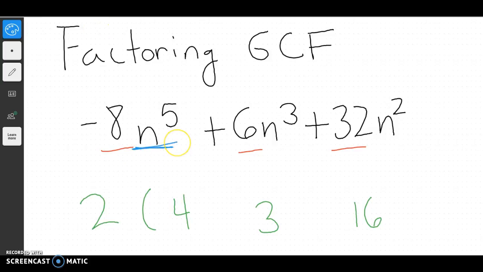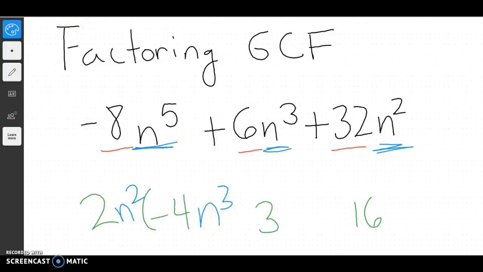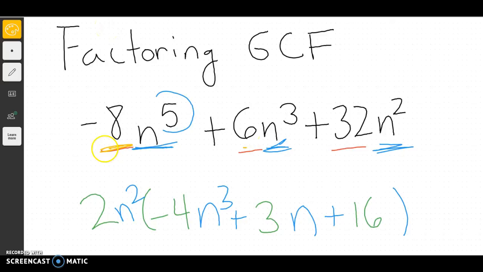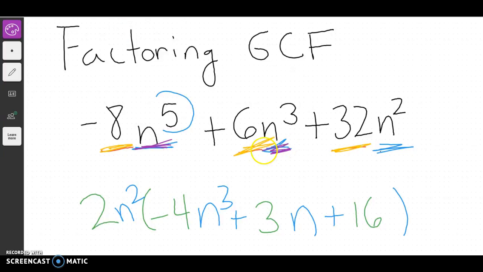Now I've got to look for the n's that they multiplied everything by. Well, this has 5, this has 3, and this has 2. So they could have multiplied everything by 2 n's, leaving 3 in here, because n squared times n to the third gives me n to the fifth, leaving 1 n in here, and leaving 0 n's over here. And that would be my final answer. So again, this is broken up into two steps. First step, see what number they multiplied everything by. Second step, see how many n's they multiplied everything by.